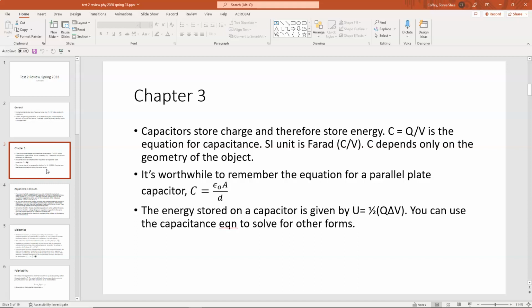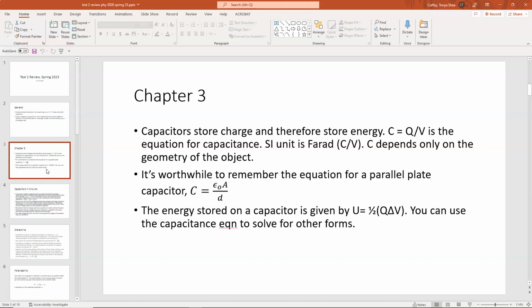Capacitors are charge and energy storage devices. The equation for a capacitor is that the capacitance C is equal to the charge stored on the capacitor, Q, divided by the voltage in between the plates, V. The SI unit for capacitance is the farad, which is a coulomb per volt. It's a very large unit. Most capacitors are in the micro, pico, nanofarad ranges.